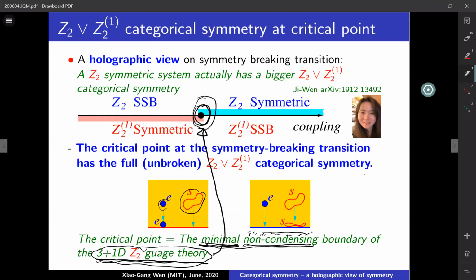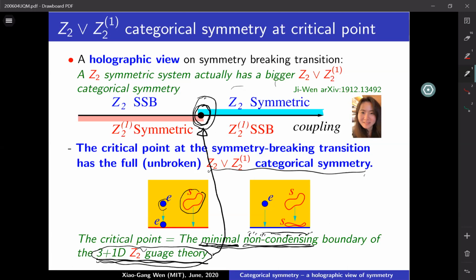Actually, this picture also works for multicritical points. For example, later we'll discuss that sometimes the phase transition between two phases is one-dimensional, a first order transition. You have to fine-tune to get a critical point. Then this multicritical point after fine-tuning may carry this categorical symmetry. So this categorical symmetry really is the way to describe those critical points, either multicritical points or fine-tuned critical points.